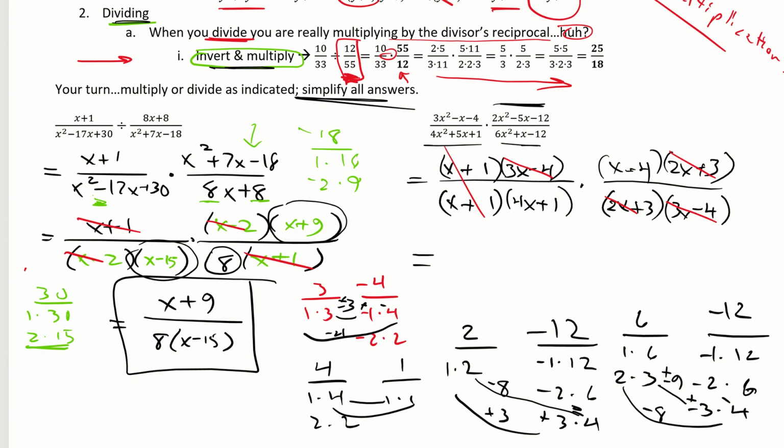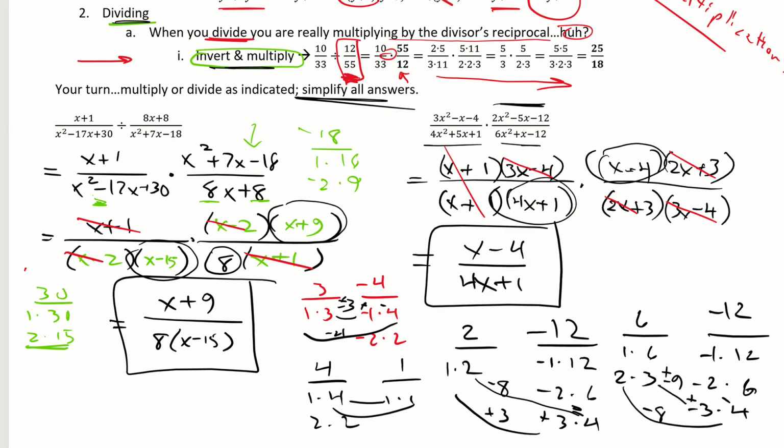Pretty fun problem, all told, because who are the survivors? X minus 4. Okay, so x minus 4 upstairs, and 4x plus 1 downstairs, and that's all she wrote. And that's a longer video because there's so much factoring. You can tell by the work involved here, you're going to be here slugging away for a while, mainly factoring.